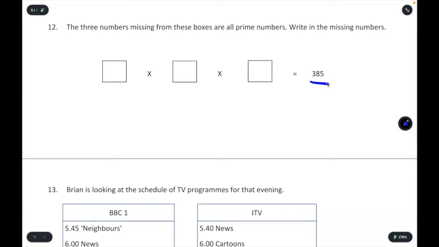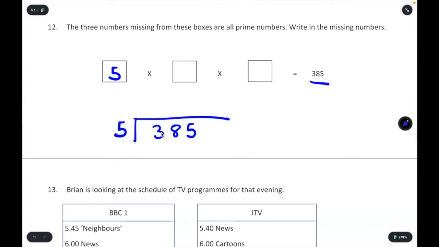So if we're seeing what numbers we can divide 385 by, well, we know that any number that ends in a 5 or a 0 is divisible by 5. Given that this ends in a 5, that means one of the factors is already 5. So 5's out of the way. 5 times something makes 385. Well, we can work out what those two numbers need to multiply to by doing 385 divided by 5.